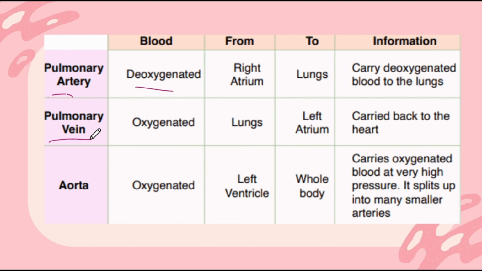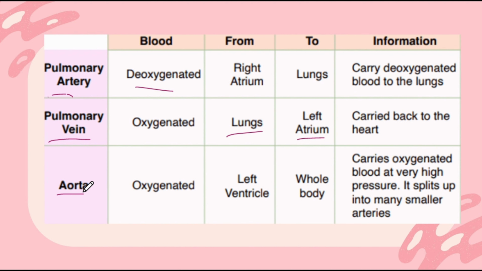What is the work of a pulmonary vein? Pulmonary vein contains oxygenated blood. This is a type of vein which contains blood that is returned from the lungs. So it contains oxygenated blood. The blood comes from the lungs and it enters the left atrium. It carries oxygenated blood back to the heart from the lungs.